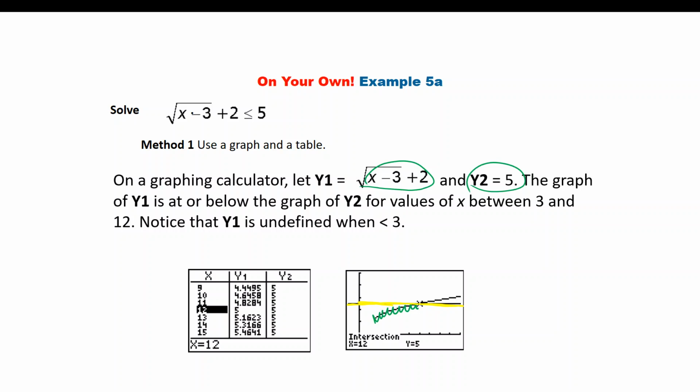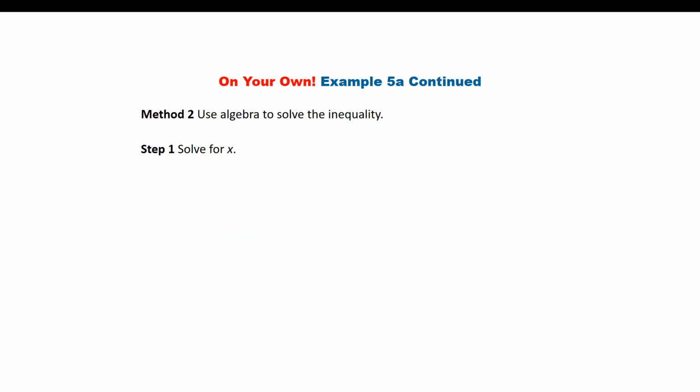So the graph of y1 is at or below the graph of y2 for the values of x between 3 and 12. Notice that y1 is undefined when x is less than 3. All right, so there's our solution.